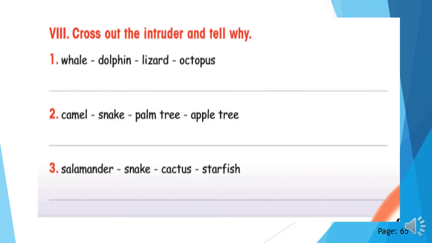I have to cross out the intruder and tell why. As you know, intruder is a word which does not belong to its group. Example, part 1. We have whale, dolphin, lizard, and octopus. I have to find the common between all these examples. Then, if there is anyone not in the same group, I have to cross it, which means this is the intruder. If I want to answer this exercise, I have to look at the places where each animal lives.